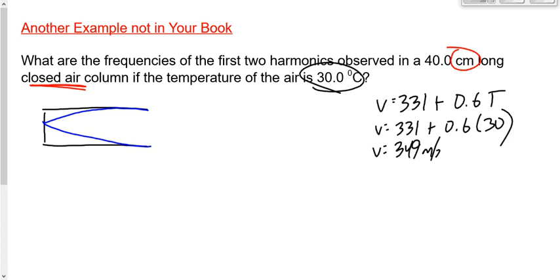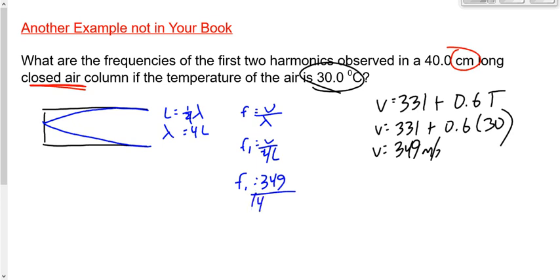We're going to say L is equal to 1/4 of a wave, or lambda is equal to 4 times L. We're going to say F is equal to V over lambda, or F is equal to V over 4 times L. Now, when I solve for that frequency, that's going to be the frequency of the first harmonic. We say it's 349 meters per second divided by 4 times the length of this, which is 0.40 meters.